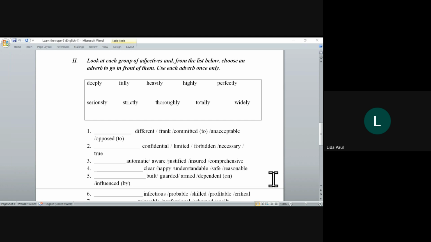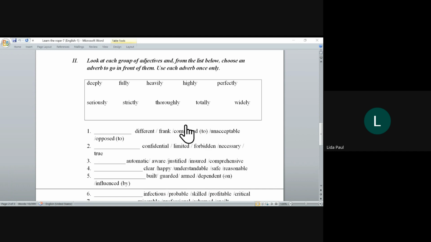Remember in the last class, we talked about strong, medium, and weak collocation. So maybe we can categorize this under medium strength collocations. All right, enough of that. We'll look at the questions now. I'm again posting those options in the chat for you. You have adverbs in that given box: deeply, fully, heavily, highly, perfectly, seriously, strictly, thoroughly, totally, and widely. All of them are in your chat. We're going to look at which of these adverbs is suitable for the given set of adjectives in each question. Ready? Let's look at it.